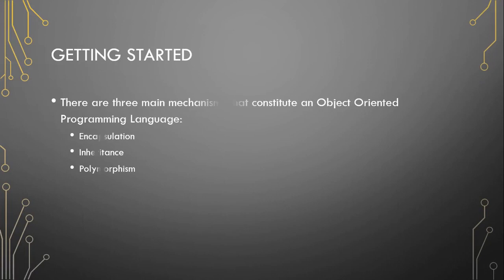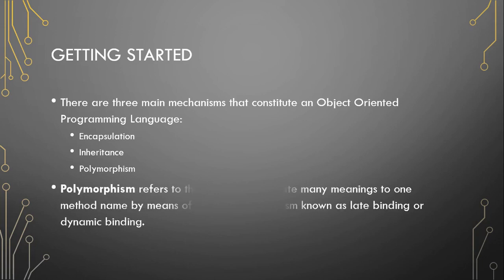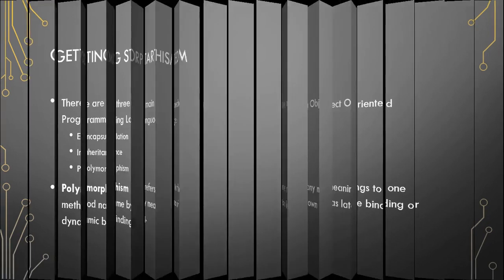So getting started, there are three main mechanisms that constitute an object-oriented programming language. And we've already talked about two of them: encapsulation and inheritance. That's where we talked about base classes and derived classes. We've touched base on those already. However, there's a third one, which is polymorphism, which is what we're going to largely deal with in this chapter. Now, polymorphism refers to the ability to associate many meanings to one method name by means of a special mechanism known as late binding or dynamic binding.